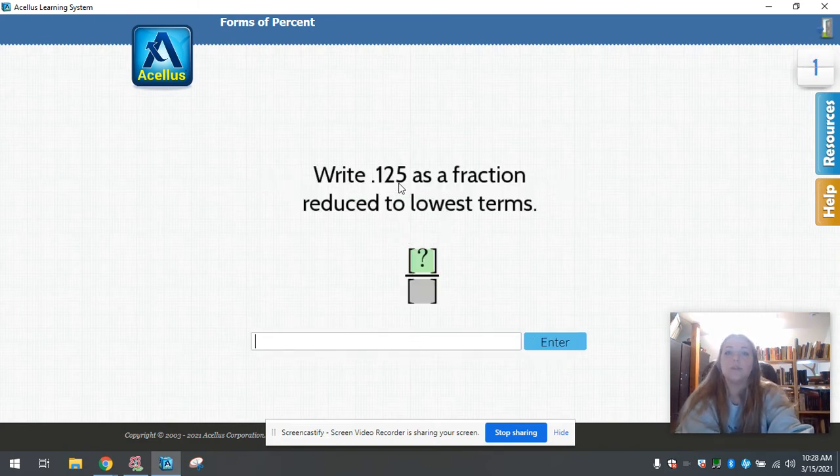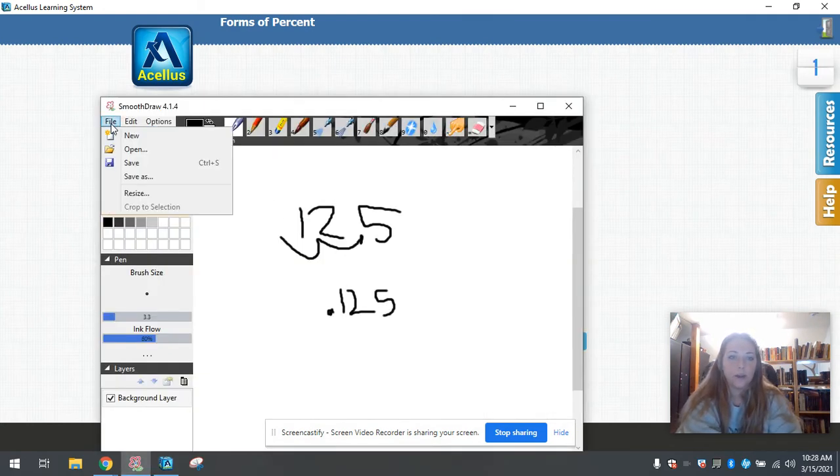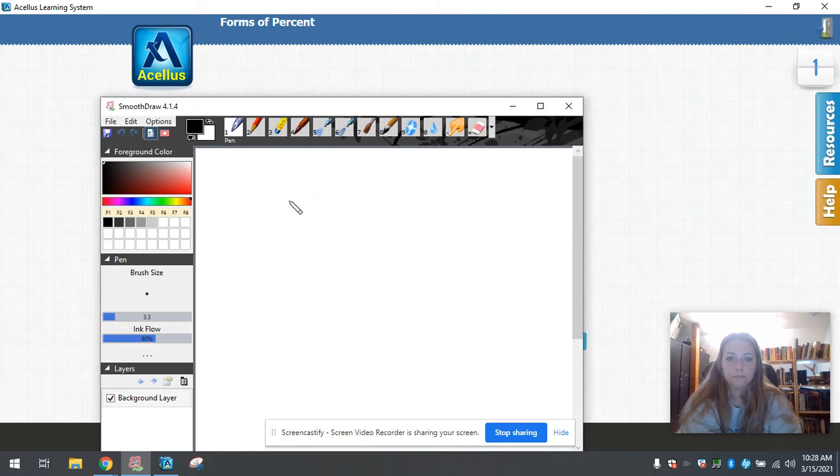Write 0.125 as a fraction reduced to the lowest terms. You'll notice that this 0.125 is out to the thousandths place. The 1 is in the tenths place, the 2 is in the hundredths place, and the 5 is in the thousandths place. That's why it's in the thousandths place. So as a fraction, I'll write 125 out of 1,000. Now it's in fraction form.